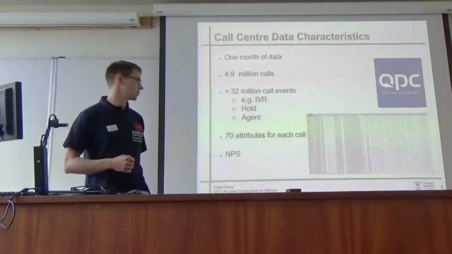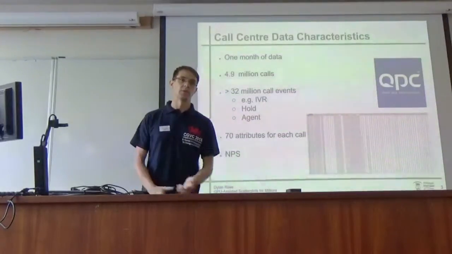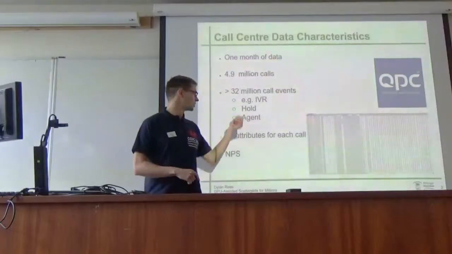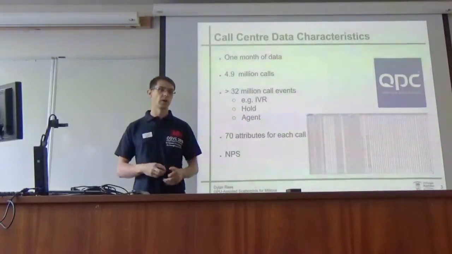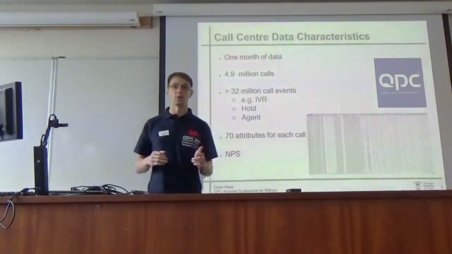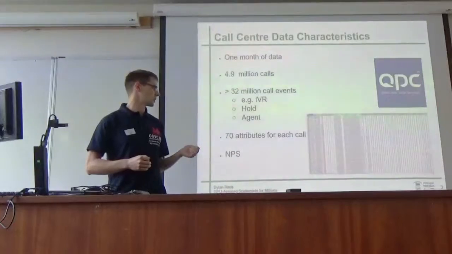So there are up to 70 attributes for each call. For example, where the agent that answers the phone was based, and how long you were in each of these different positions. This is a simple call; some of the calls might be a lot longer, a lot more complicated. They talk to multiple agents and these sorts of things.